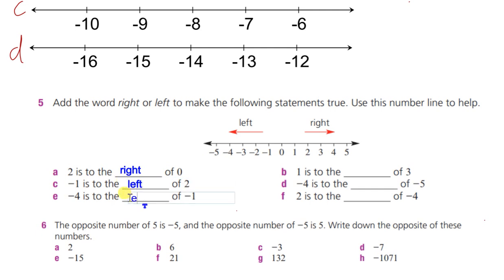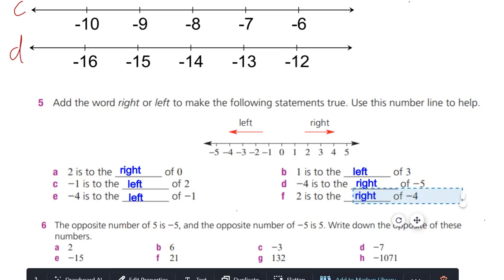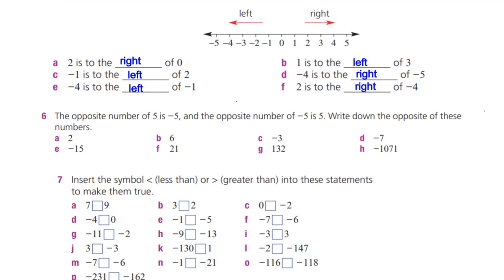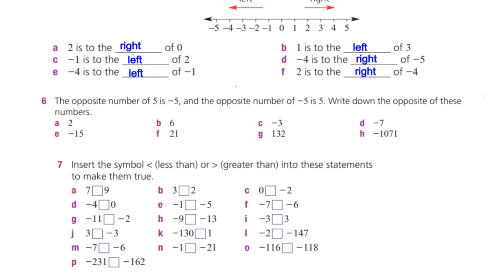So left will be for things that are smaller and right will be for things that are bigger. -4 is bigger than -5. And last one, 2 is going to be to the right of -4. Okay, the opposite number of 5 is -5. The opposite of -5 is 5.